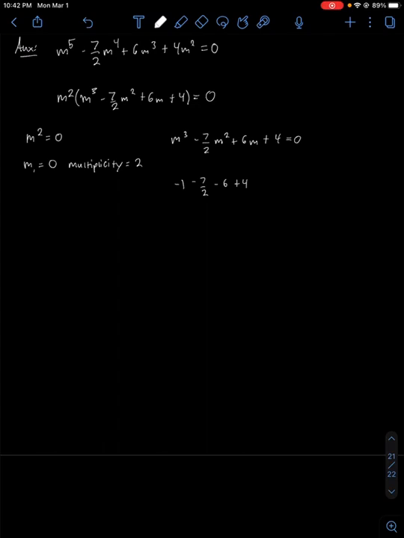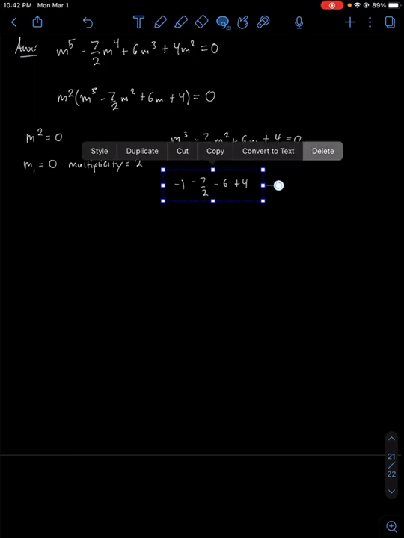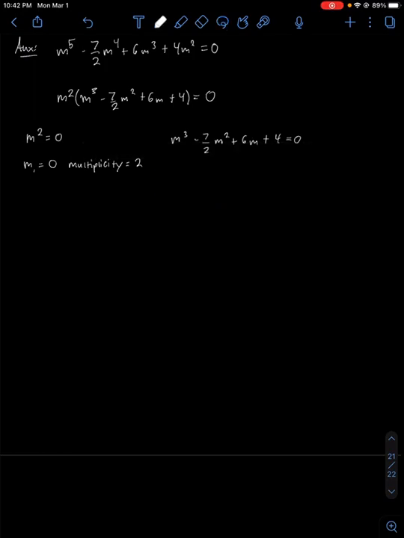So that's minus 21 over 2 plus 8 over 2, which is not equal to 0. So what about 3? Oh, I'm sorry, not 3, 2. 8 minus 7 plus 12 plus 4. That does not equal 0. What about negative 2? Negative 8.